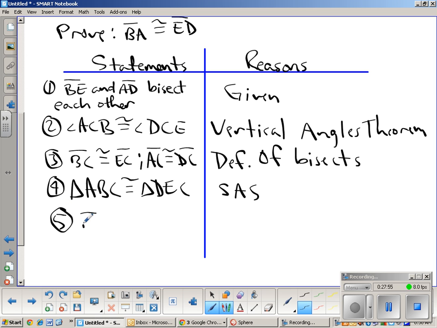Okay, segment BA is congruent to segment ED because of, that's right, CPCTC. Because once I've proved all the triangles are congruent, that's what the TC stands for, then that means all corresponding parts are congruent.